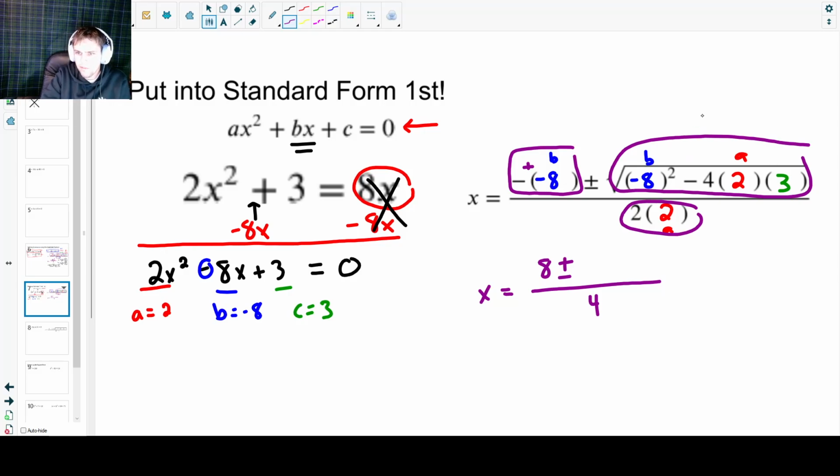So next we have to simplify this big square root thing. And again, I'm going to go ahead and use the calculator. Type it in just like you see it here, but I'll go ahead and do that here on the side. So I got 40 for the inside of that square root. So it is the square root of 40.